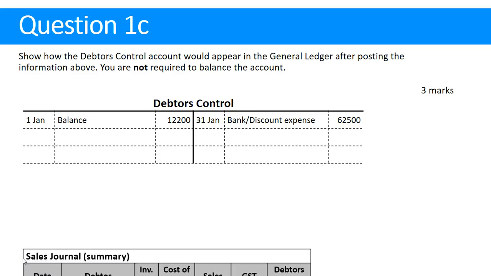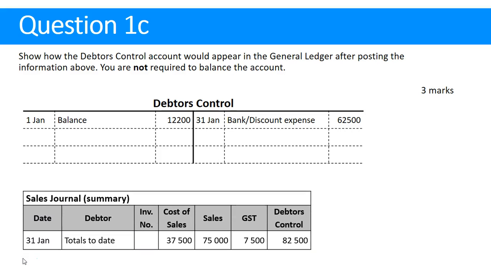What else will impact debtors? We also have the sales journal, so we can see credit sales was $75,000 plus GST, so debtors owe us $82,500. That will make debtors control go up, and that would end up being a debit entry of $82,500. And again, we'll have a dual entry there, a reference of sales/GST clearing. And then it seems like we're done.